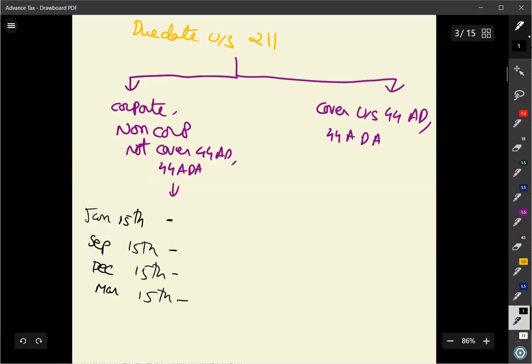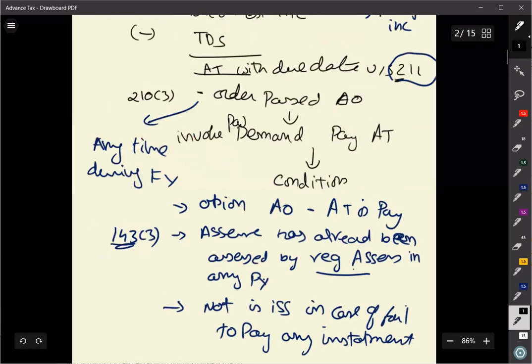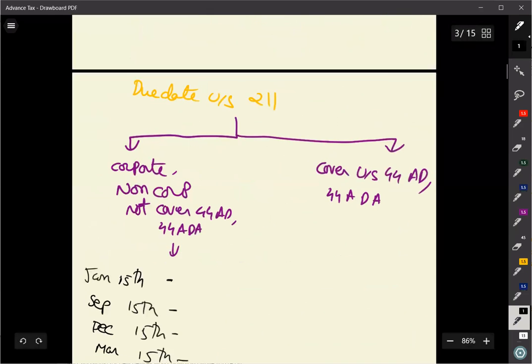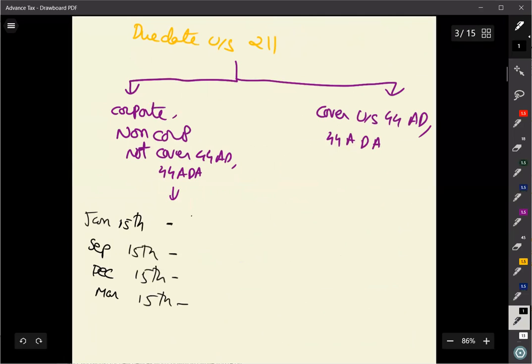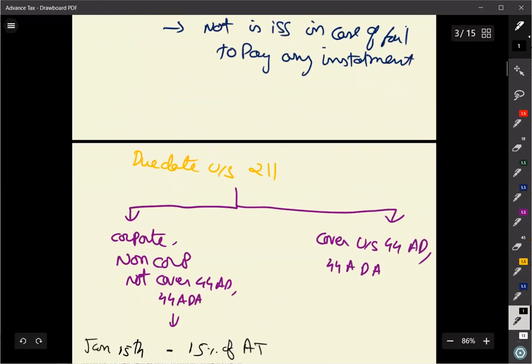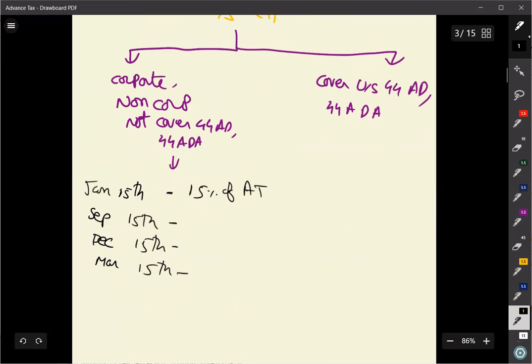Now, on this due date, what is the amount of tax you are supposed to pay? Compute the amount of advance tax. Determine your estimated total income, and on that total income, determine your tax for that year. That is the total amount of advance tax payable for the year. On that, you shall pay a minimum of 15%, not less than 15% of the advance tax. Whatever advance tax you get, you need not pay 100% of it; you can pay only to the extent of 15%.